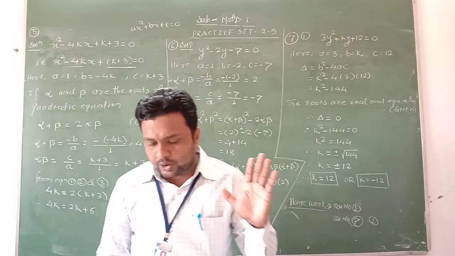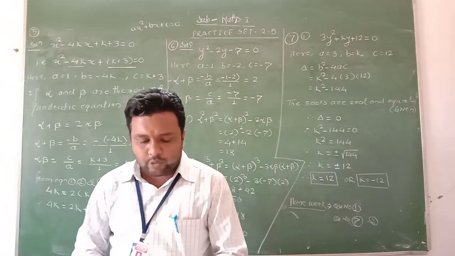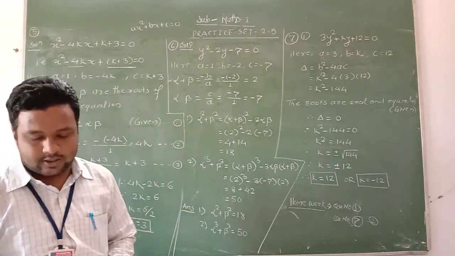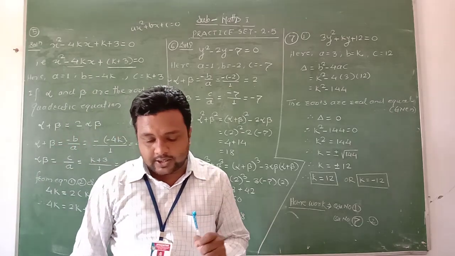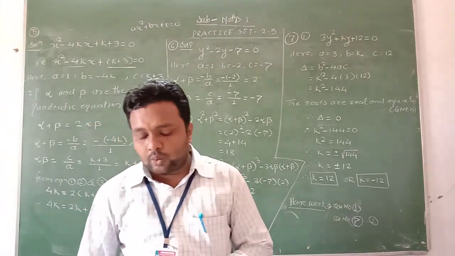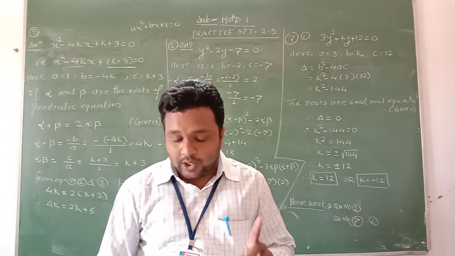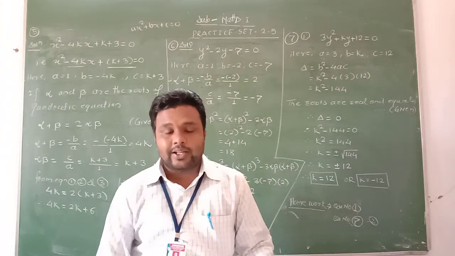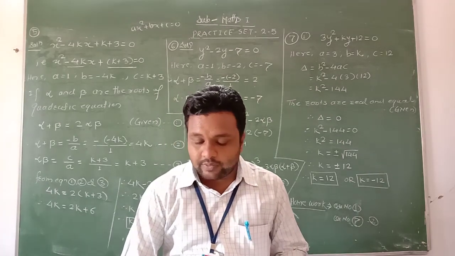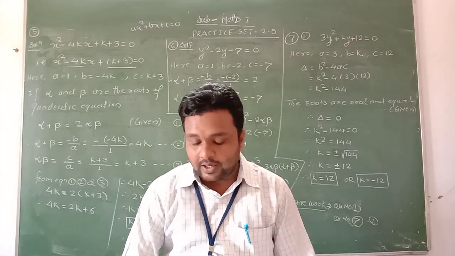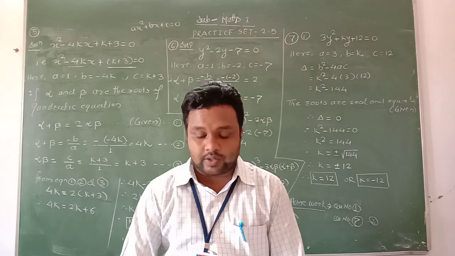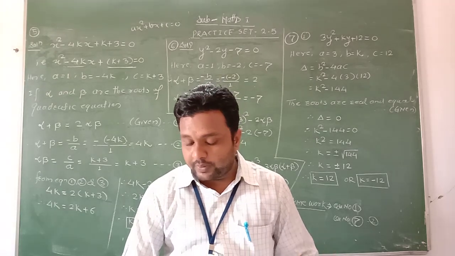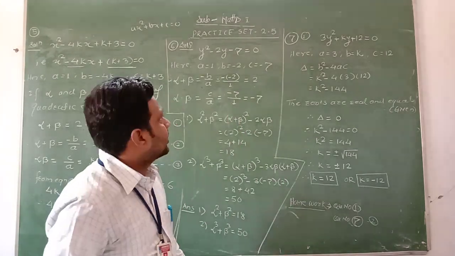I hope, students, you understand this question. Now we see the next question, question number 6. Now, what is question number 6? If alpha and beta are the roots of the quadratic equation y square minus 2y minus 7 is equal to 0, find the value of: first, alpha square plus beta square, and second, alpha cube plus beta cube. Now the solution for this question.